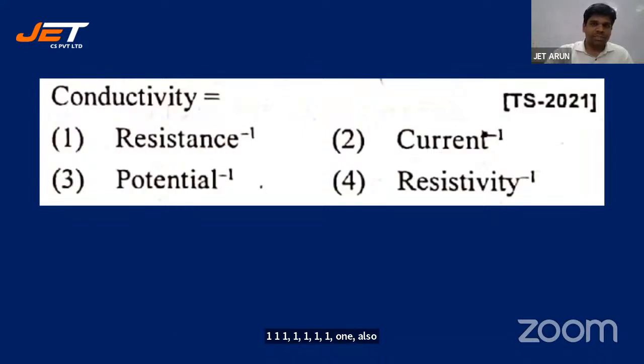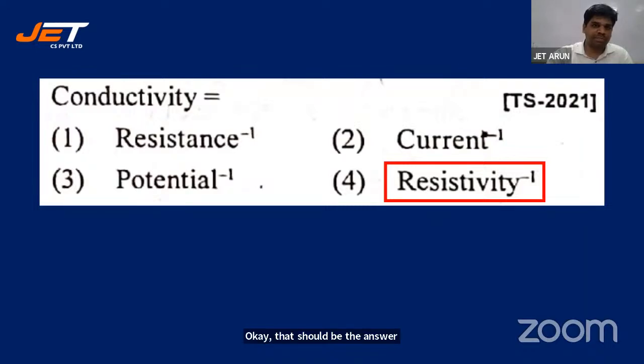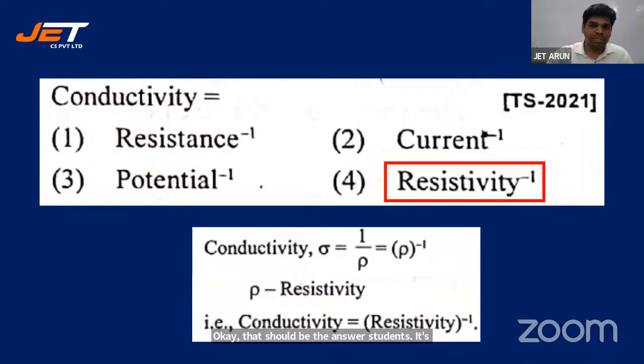Okay, let's look at the answer, students. It's resistivity. Conductivity is the inverse of resistivity, students. Here, sigma is equal to 1 by rho, where rho is resistivity. Conductivity is equal to inverse of resistivity. All right? Note it down. If you went wrong, note it down.